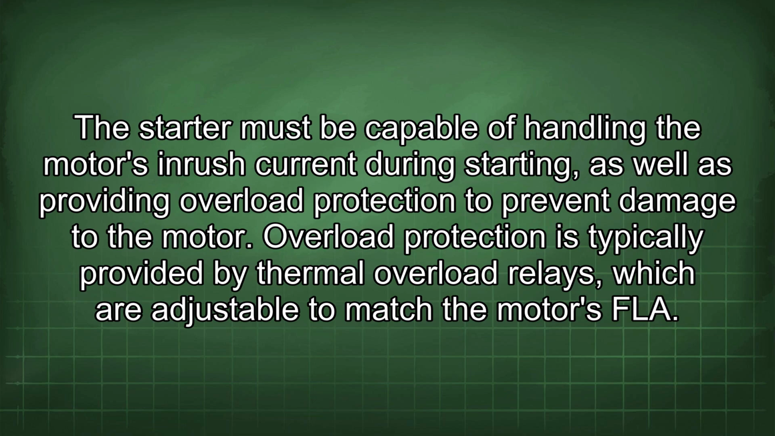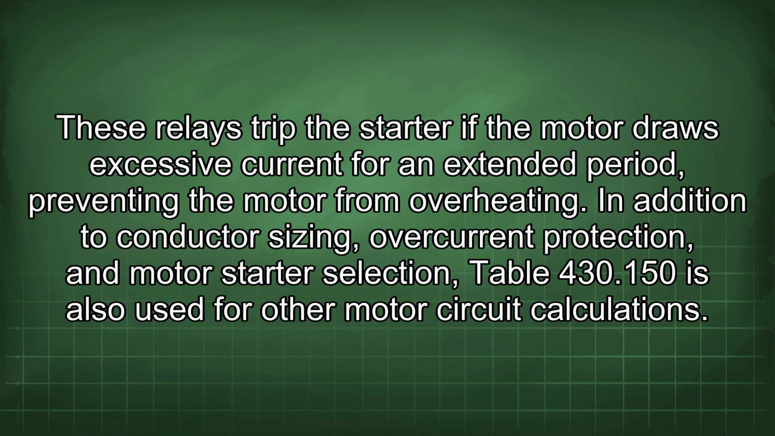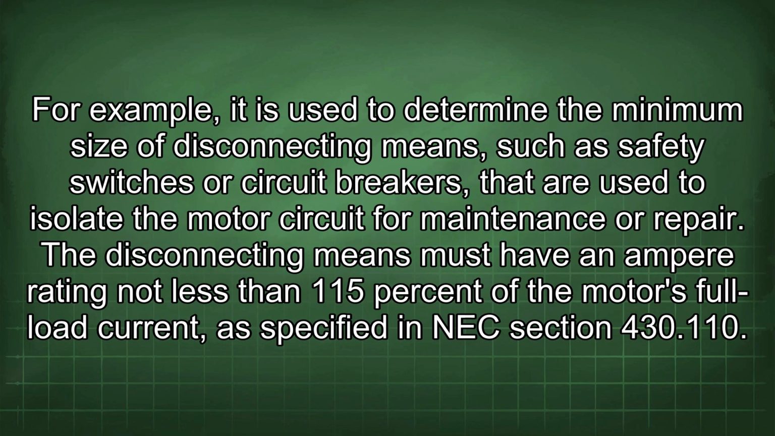Overload protection is typically provided by thermal overload relays, which are adjustable to match the motor's FLA. These relays trip the starter if the motor draws excessive current for an extended period, preventing the motor from overheating. In addition to conductor sizing, overcurrent protection, and motor starter selection, Table 430.150 is also used for other motor circuit calculations. For example, it is used to determine the minimum size of disconnecting means, such as safety switches or circuit breakers, that are used to isolate the motor circuit for maintenance or repair.